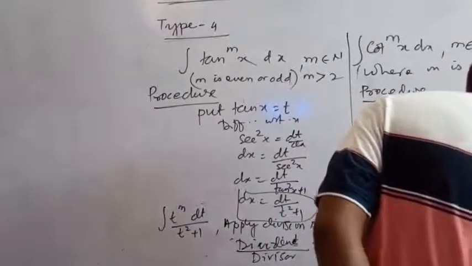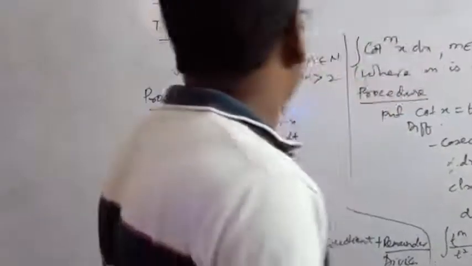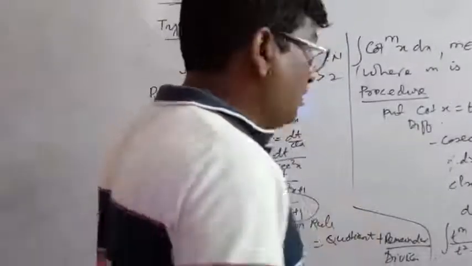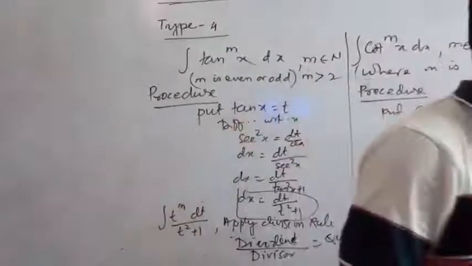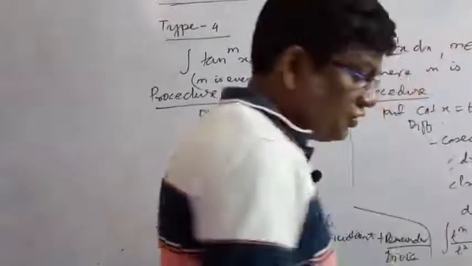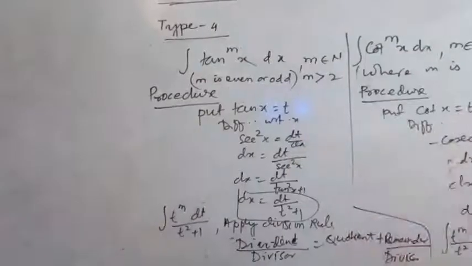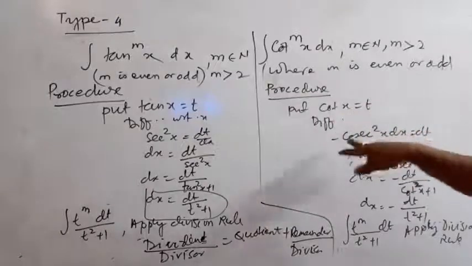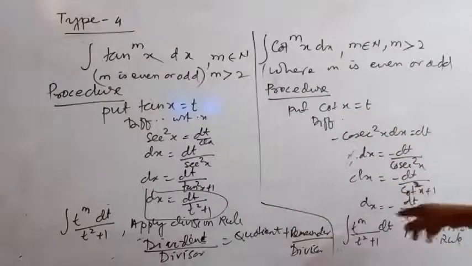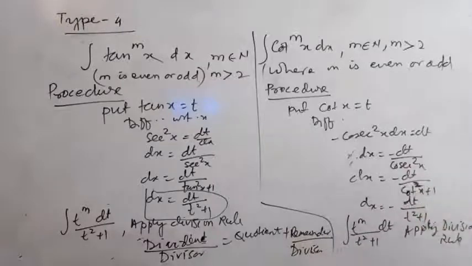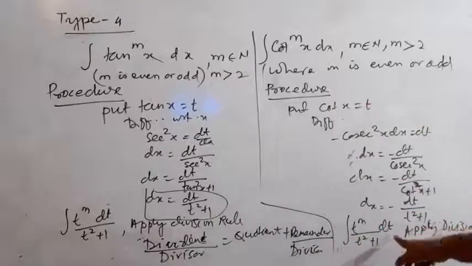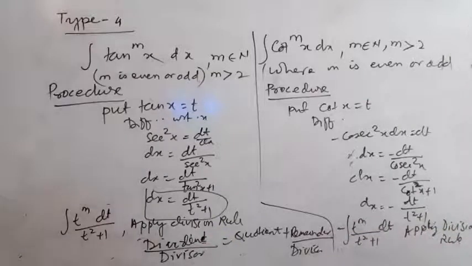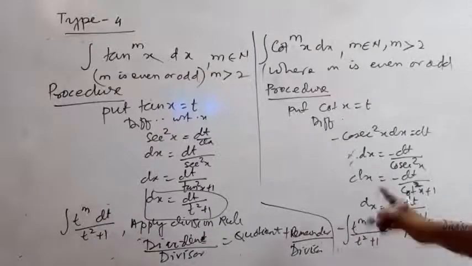These are the concepts of how to find integration of tan cube x, tan 4th x, cot cube x, cot 4th x, etc. Now let's see some examples. This is the same concept for cot to the power m of x, where m is even or odd. Put cot x equal to t, differentiate both sides, and dx is equal to minus dt by t square plus 1. So t to the m by t square plus 1 dt, with a minus here, and apply the division formula.